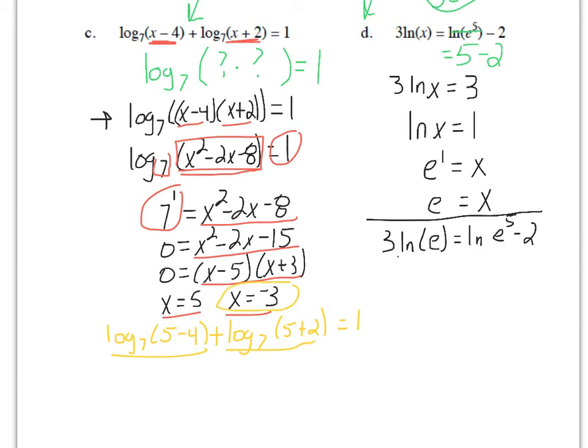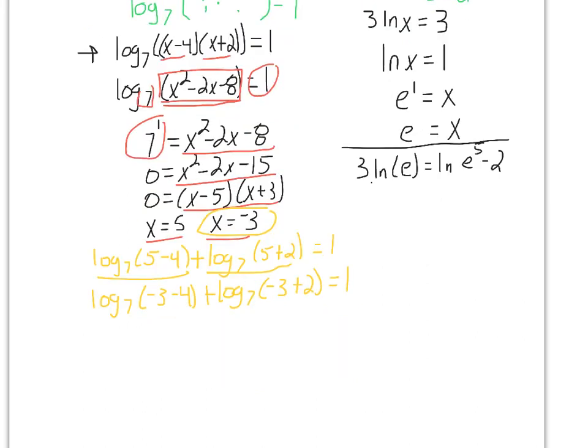But here's what we need to really focus on. Negative 3. Can x be negative 3? So I'll plug this in. I have the log base 7 of negative 3 minus 4 plus the log base 7 of negative 3 plus 2 equaling 1. Okay, so I slid that up to give us a little more room. And so now the log base 7 of negative 7 plus the log base 7 of negative 1 equals 1.